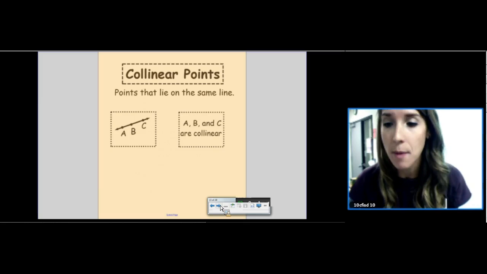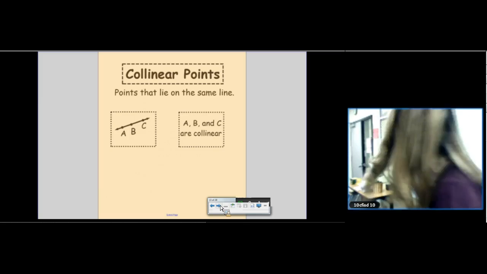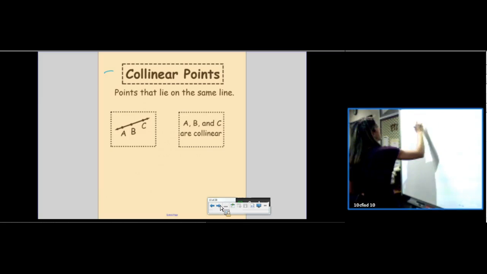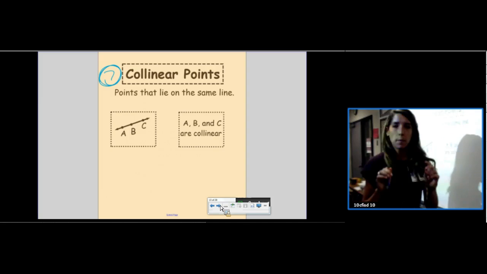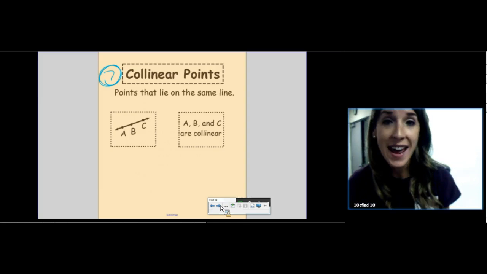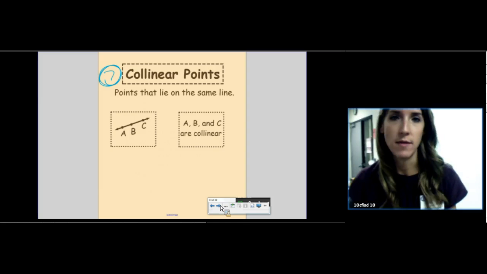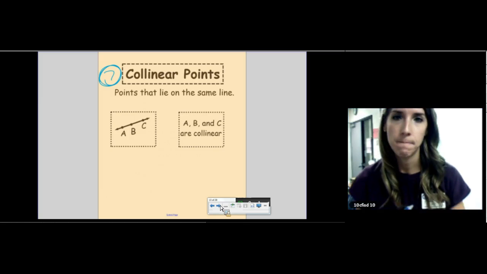Oh, I did skip opposite rays. Thank you for telling me. I did skip number 6. This is number 7. We're going to go over number 6 on Friday. There's no notation for it. There is no notation. Leave it blank.